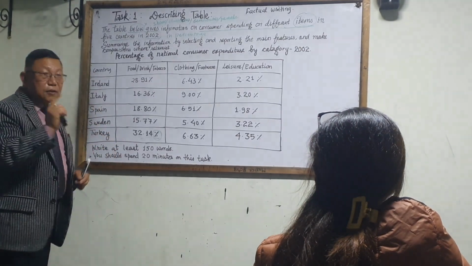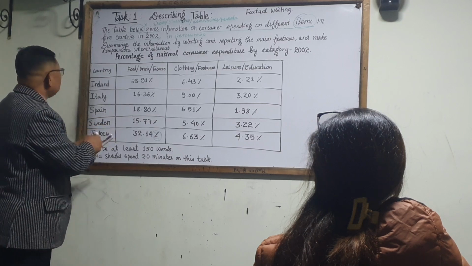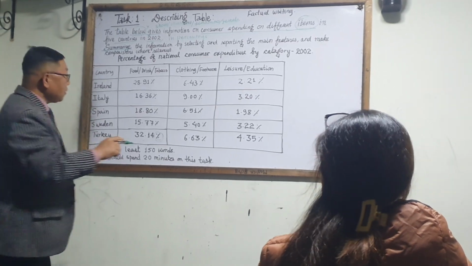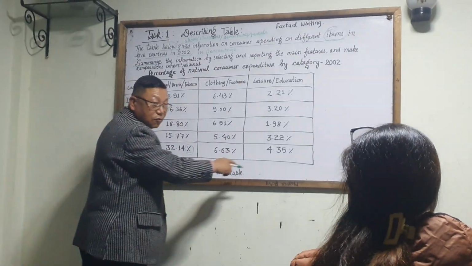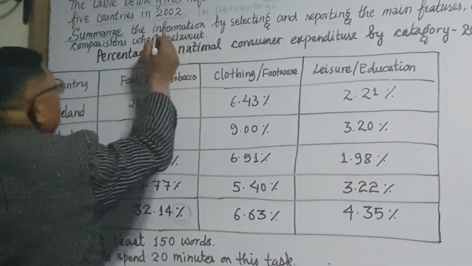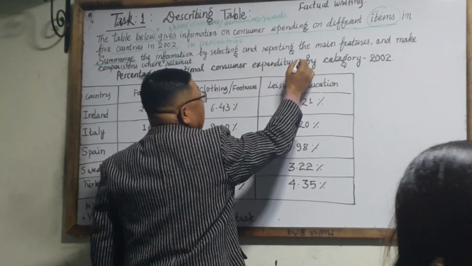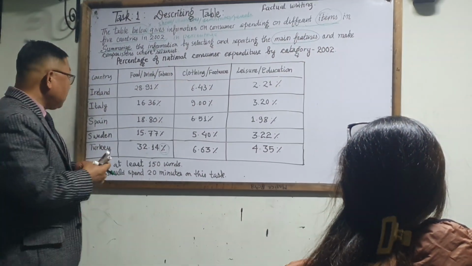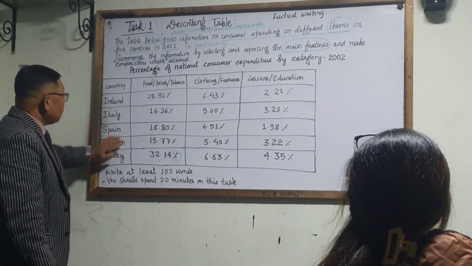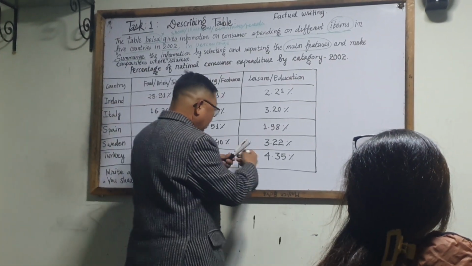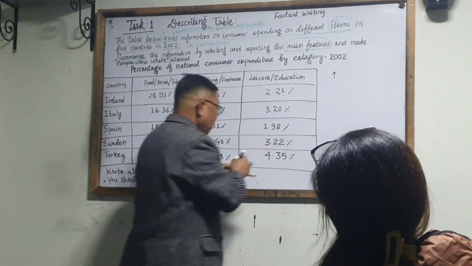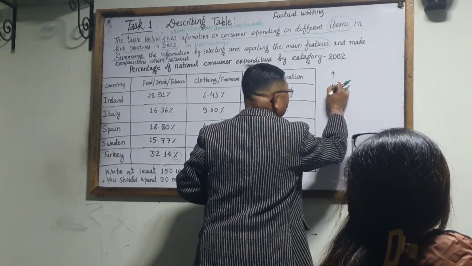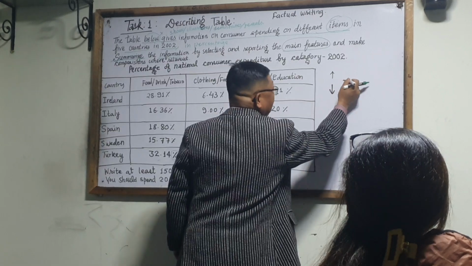Okay. So the main duty in the body part is to summarize. Your main task is to summarize, not to write down all of the detailed data. You have to summarize the information by selecting and reporting the main features. Meaning, if you look here, which data is the very highest, you describe the highest data, the lowest data and the average data.